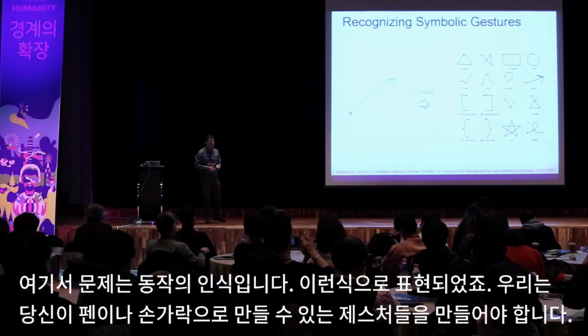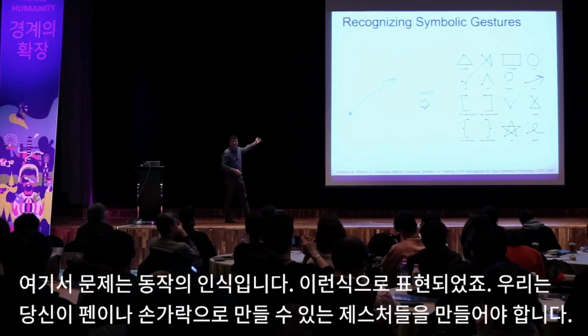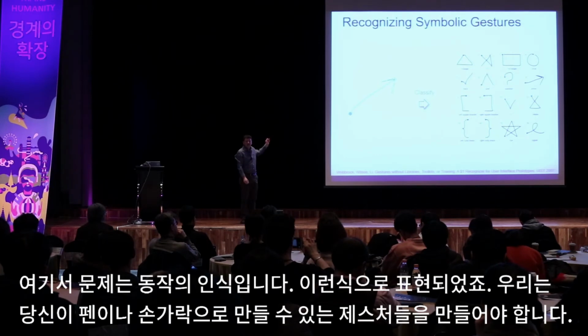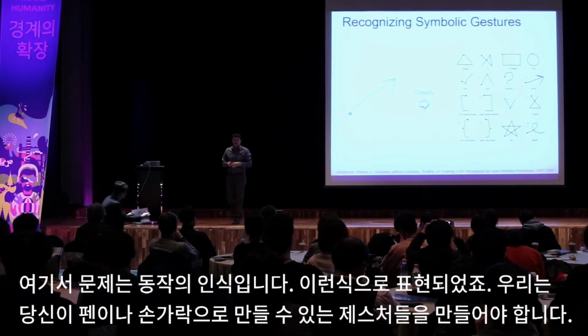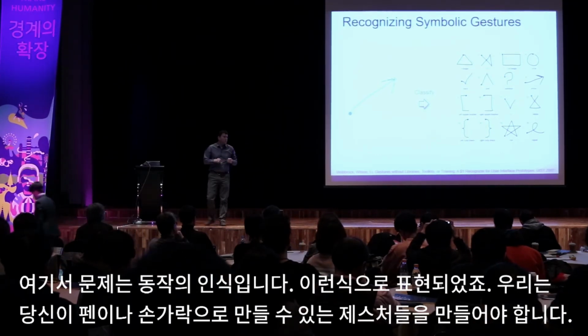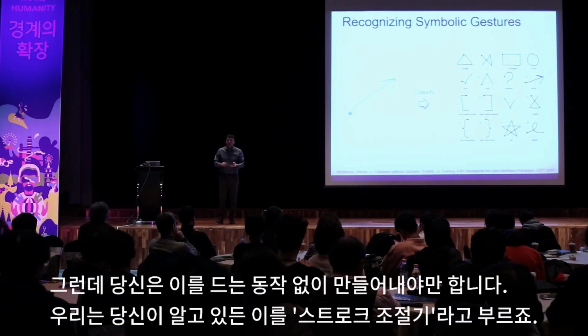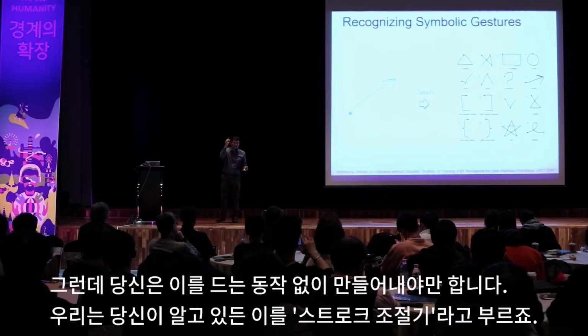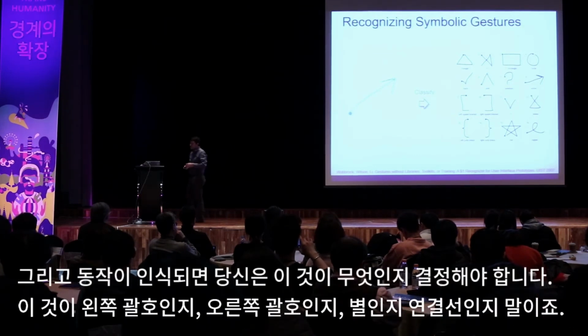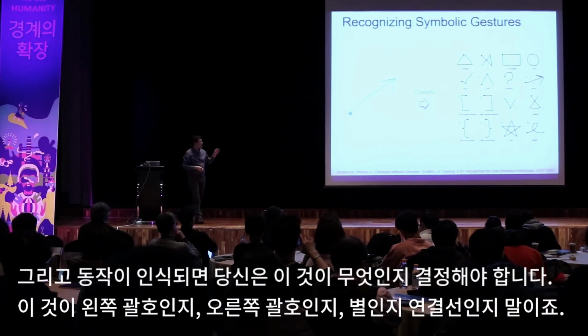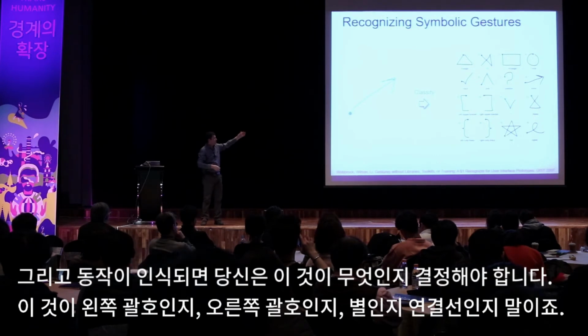And so the problem here is that a gesture comes in. It looks like that, right? And these gestures are the kinds of gestures that you might make with a pen or a finger, and you have to make it without lifting it. So these are called unistroke gestures. And so that gesture comes in, and you have to decide, what is this? Is it a left bracket, a right bracket, an arrow, or a star, or a pigtail?